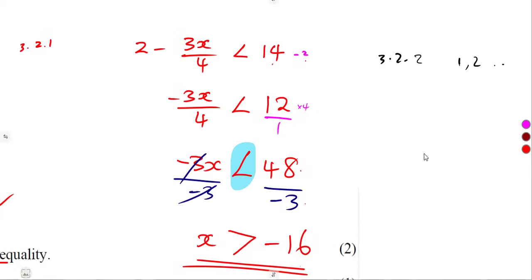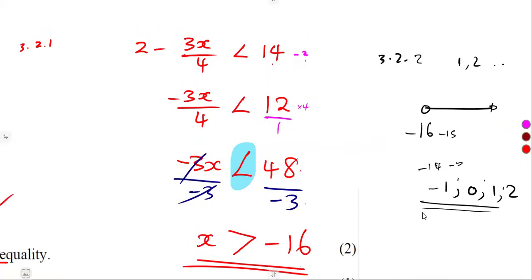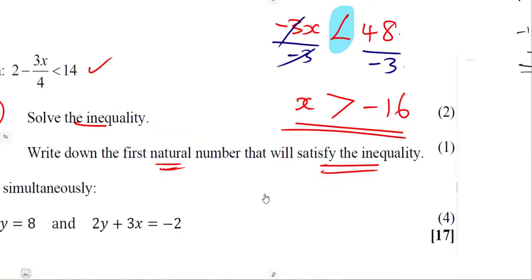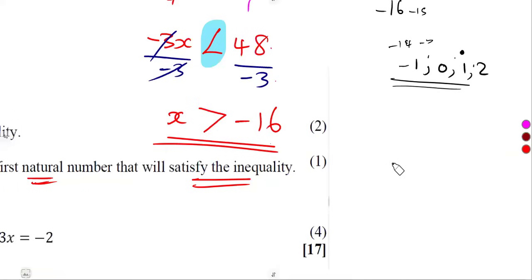Counting numbers where 0 is not included, starting from 1, 2, and so on. So if x is greater than minus 16, we're talking about values bigger than minus 16: minus 15, minus 14, minus 13, minus 12, and so on, up to minus 1, 0, 1, 2. On these numbers, which are more than minus 16, which one is the first natural number? It is 1. That is the one that will satisfy our inequality. So therefore, x is equal to 1. That was it. All right.